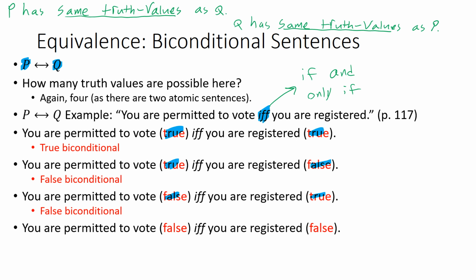On the other hand, you're permitted to vote. False. If and only if you're registered. False. So we're going to treat this as true. After all, we have P and Q having the same exact truth values. Both are false. So in a biconditional, P if and only if Q, that statement is true only when there's a logical equivalency between P and Q. They're both simultaneously true or both simultaneously false.